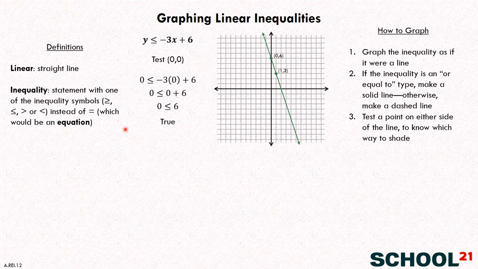So we'll write true there, and that means that this point works. This point right here fits this inequality. So that means that all the points on this side of the line fit the inequality. So we're going to go ahead and shade that whole side. Does that make sense? Okay, that means every single point over here is a solution to this inequality.